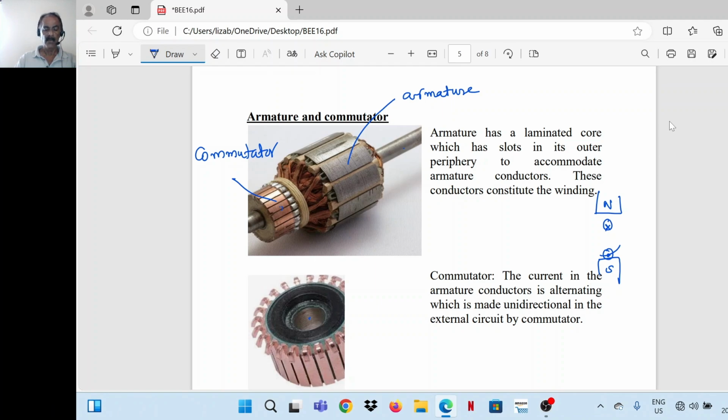Armature should be made up of laminations because the major part of the core loss in a DC machine, or we can say the entire core loss, is happening in the armature core. Because of that, the armature core should be laminated, because the body of the armature is continuously rotating in the magnetic field produced by the field poles. The field pole produces a magnetic flux and the armature is continuously rotating in it, and because of that, the eddy current as well as hysteresis loss both will happen in the armature core. So the core should be laminated.